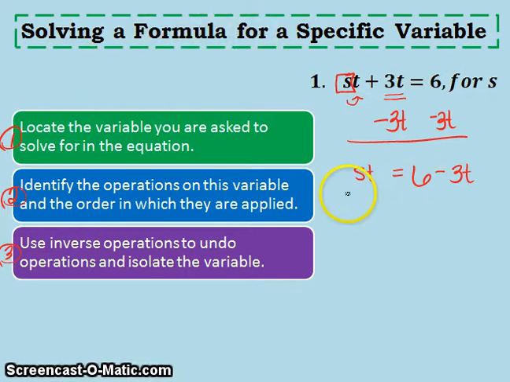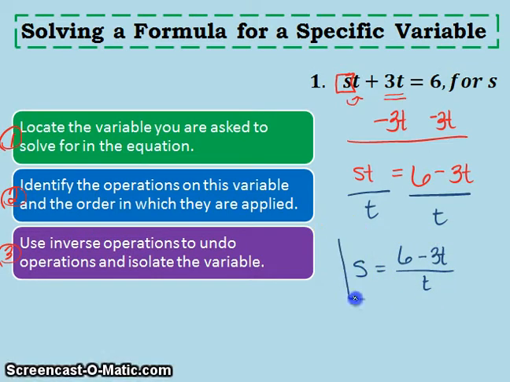Now I need to get the s by itself, so I'm going to divide both sides by t. And I am left with s equals 6 minus 3t, all divided by t. And that is how I isolate a variable and solve for a specific variable within a formula.